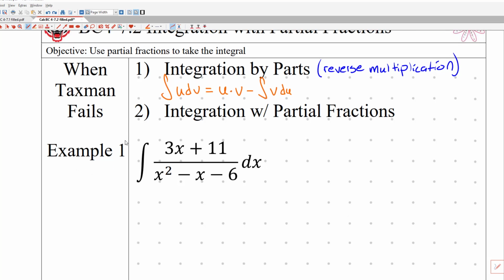And then there's integration by partial fractions, which is what we're doing today. It's not a good way to think about it in higher levels of math, but if you ever have some sort of quadratic in the denominator, or you just have a fraction for that matter, a fraction where the denominator has a higher degree than the numerator, and obviously Taxman has failed, that kind of indicates that you're going to be using partial fractions.